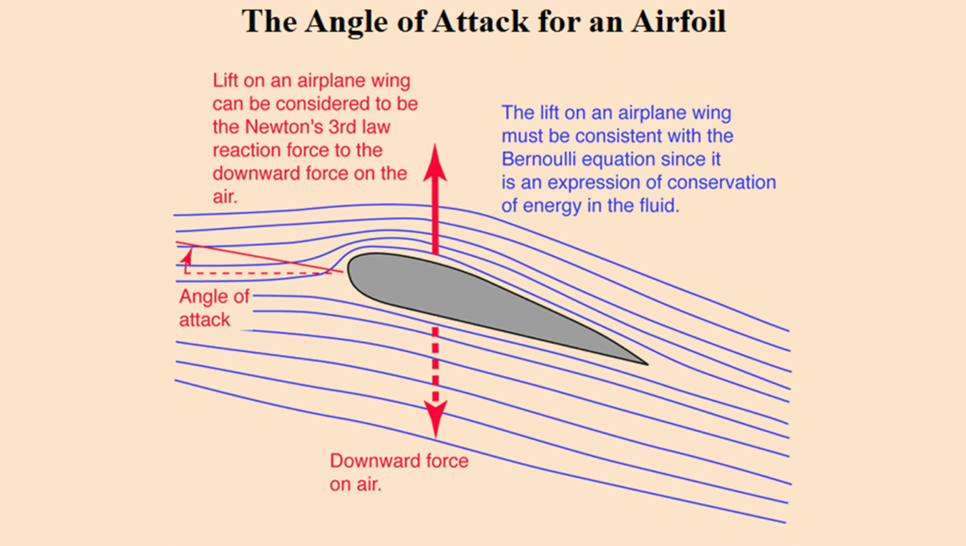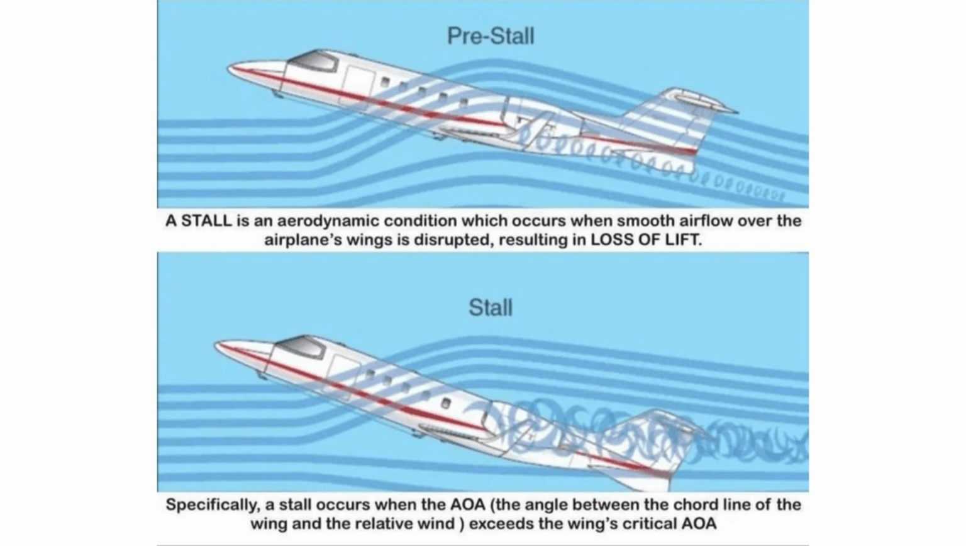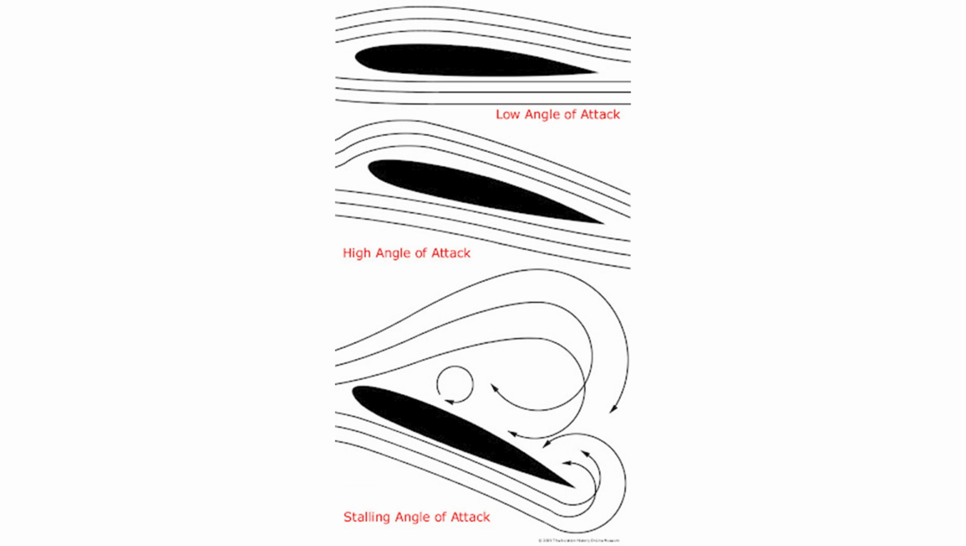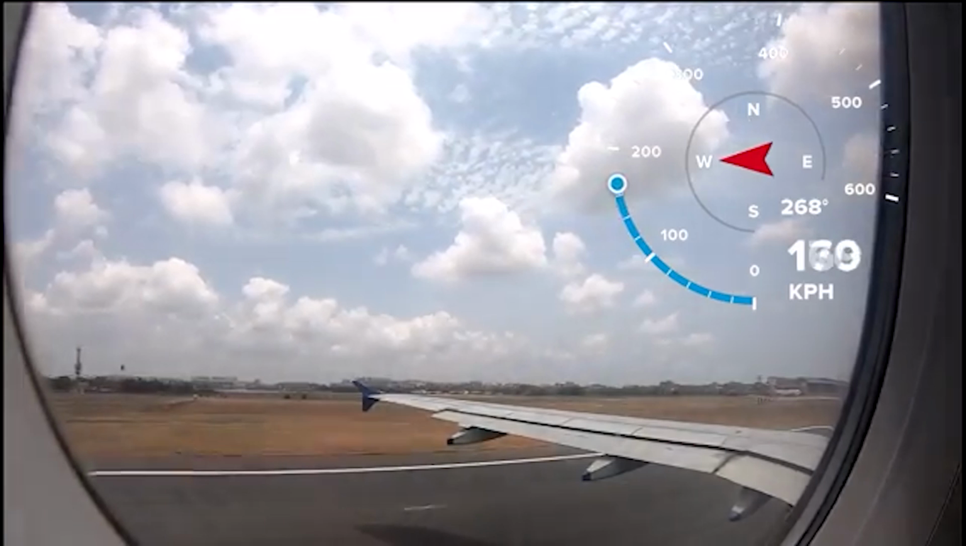Remember, according to Bernoulli's principle, the faster the airflow, the lower the pressure. As a result, the pressure at the top of the wing becomes lower than the pressure at the bottom of the wing, generating lift. If the angle is too steep, the smooth flow of air breaks down, creating turbulence and causing a stall, which drastically reduces lift and could cause a loss of control.